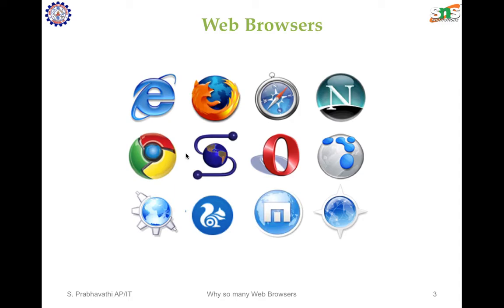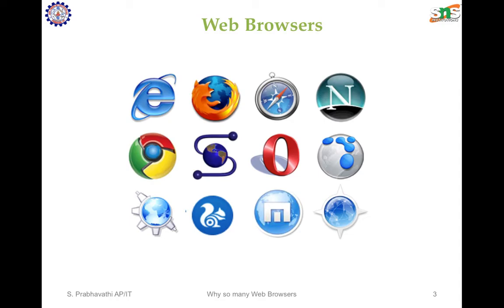And so on the screen we are seeing some of the icons of web browsers. The first one everyone can easily identify as Microsoft Internet Explorer, and this is Mozilla's Firefox, Apple Safari, Netscape Navigator, Google Chrome, Mosaic browser, Opera, and this is the Flock browser, this is Konqueror, and this one is UC Browser, Maxthon, and this is the Camino web browser.